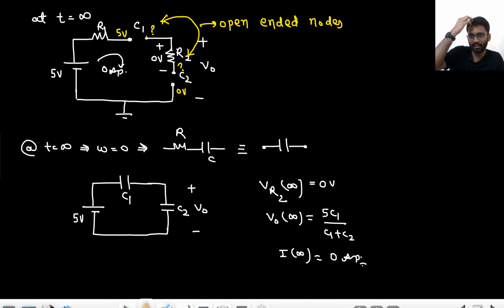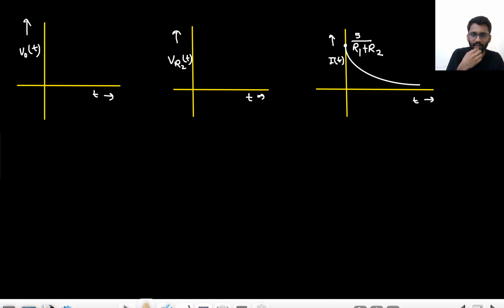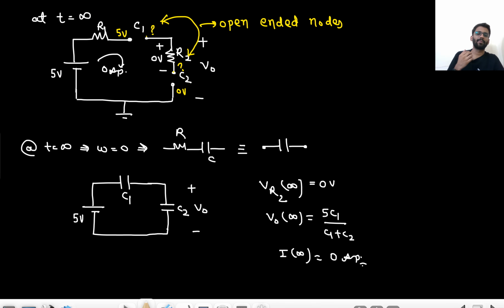Now let's comment on VR2(t). VR2 goes down to 0 and starts from some value, that is 5 R2 upon R1 plus R2. Now what about V naught(t)? V naught(t) is the complete potential. So it starts from 5 R2 upon R1 plus R2, then it goes to 5 C1 upon C1 plus C2.